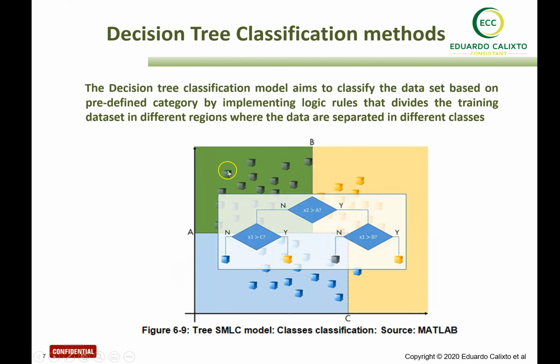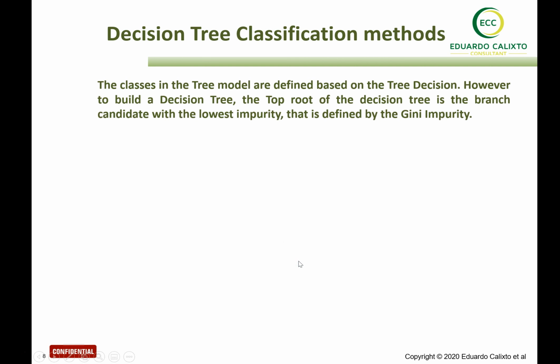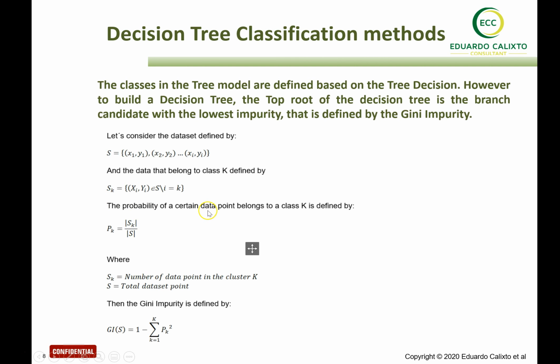As we define here, we have the green points, the yellow points, and the blue points. So that's the space defined for all the points. We want to calculate the probability that a certain data point belongs to a class K, either the yellow, the green, or the blue one. The probability of a point belonging to a certain class is defined by the number of points in this class divided by the total number of points in our total space.